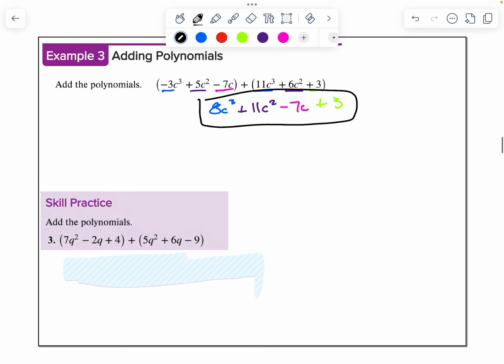Try it on that second one down there. You've got q squareds that can combine. You've got q items that can combine. And you've got numerical items that can combine. And here's what happens when you combine them.